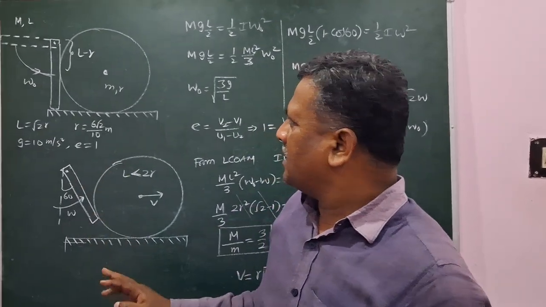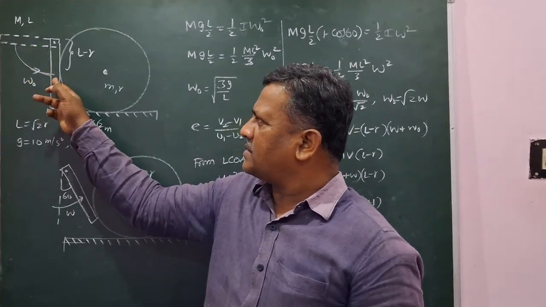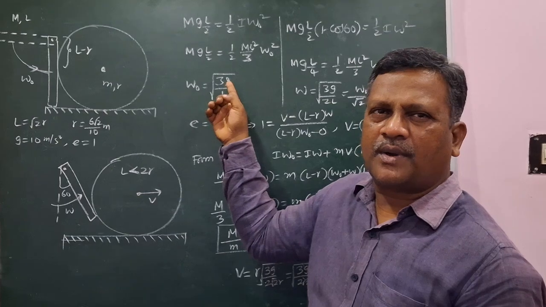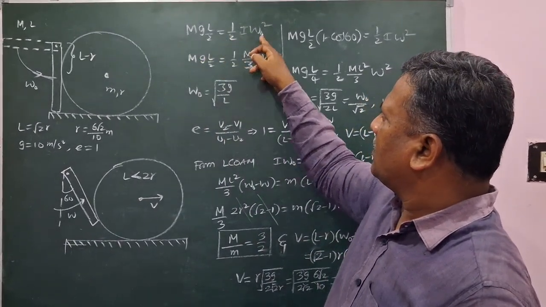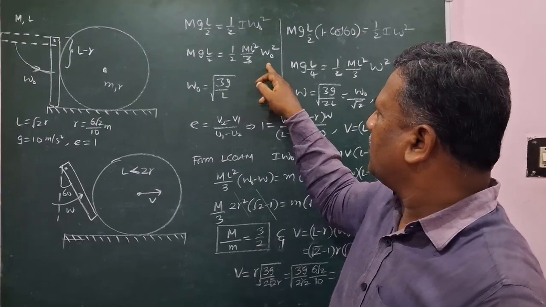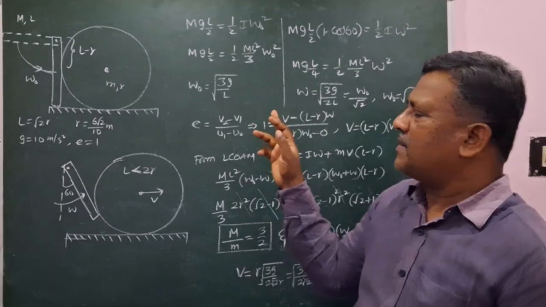Now see, this is the initial situation, when the horizontal bar comes from horizontal to vertical. The initial angular velocity is given by the law of conservation of energy: mgL by 2 equals half I omega square. Here I is ML square by 3, so omega naught square gives omega naught equals root of 3g by L.